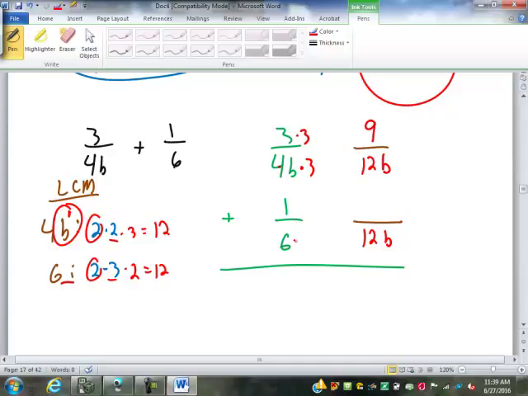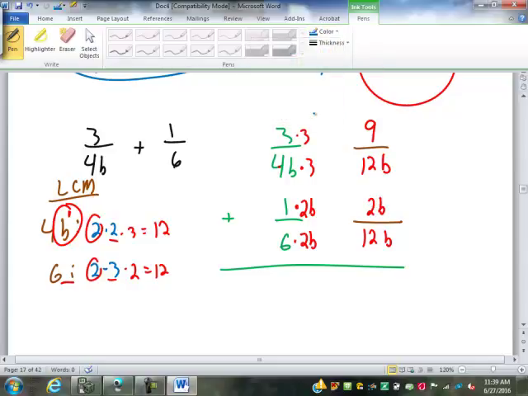What do I have to do to the 6 to turn it into a 12? Times 2. Do I have to do anything for the variable? Yeah, there is no variable here, so I have to multiply by b to get a b in it. There is no b there, and I need one in my common denominator. So I have to multiply by not just 2, but 2b. On top, I multiply by 2b. What's 1 times 2b? 2b.